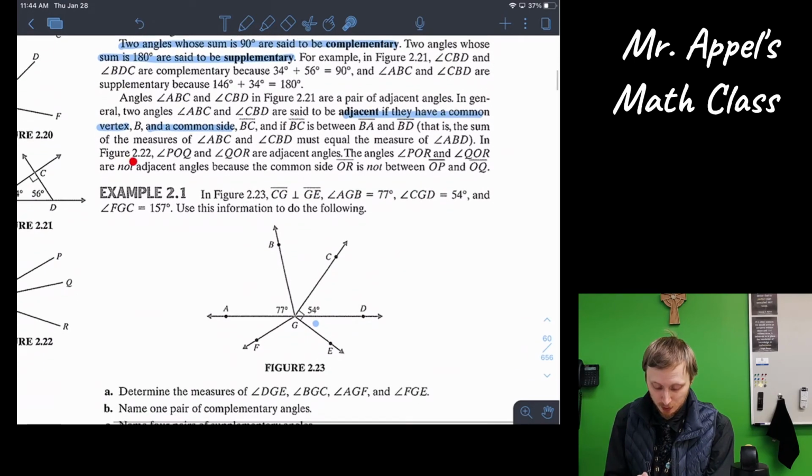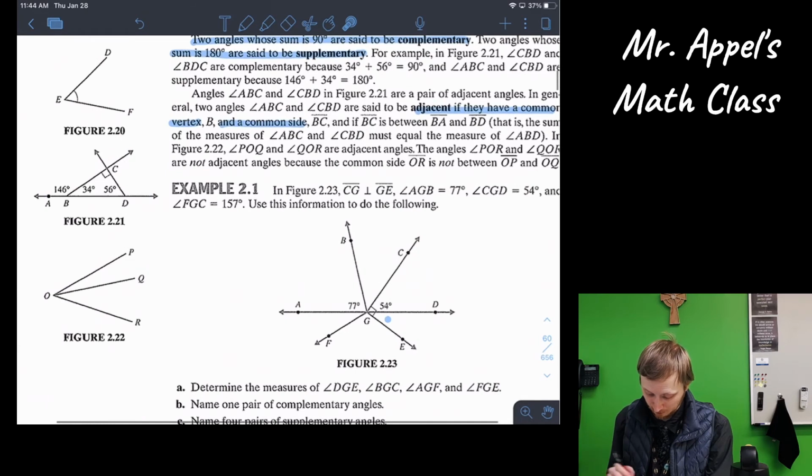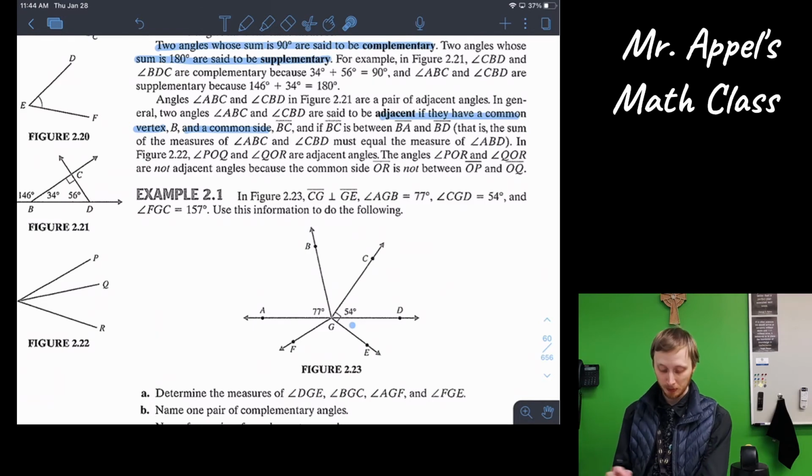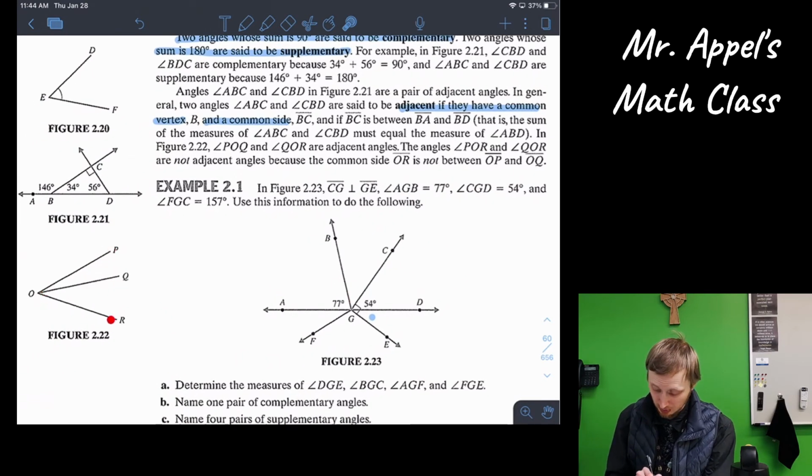In figure 222, shown here, angle POQ and angle QOR are adjacent angles. The angles POR and QOR are not adjacent. POR and QOR are not adjacent angles because the common side, OR, is not between OP and OQ, right?